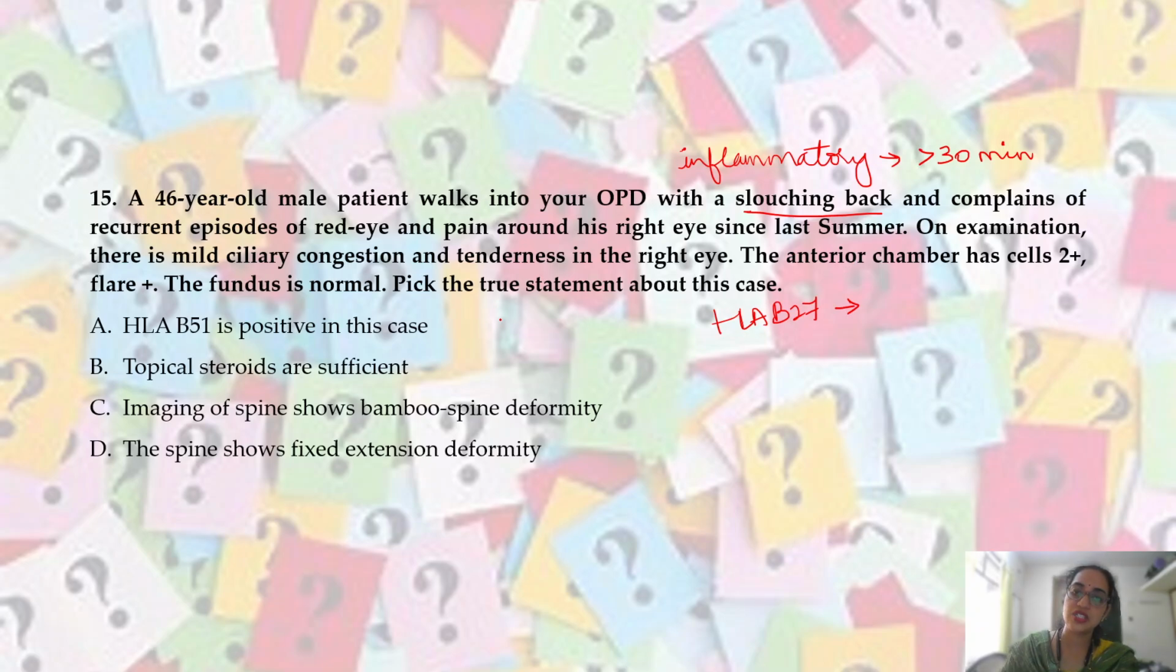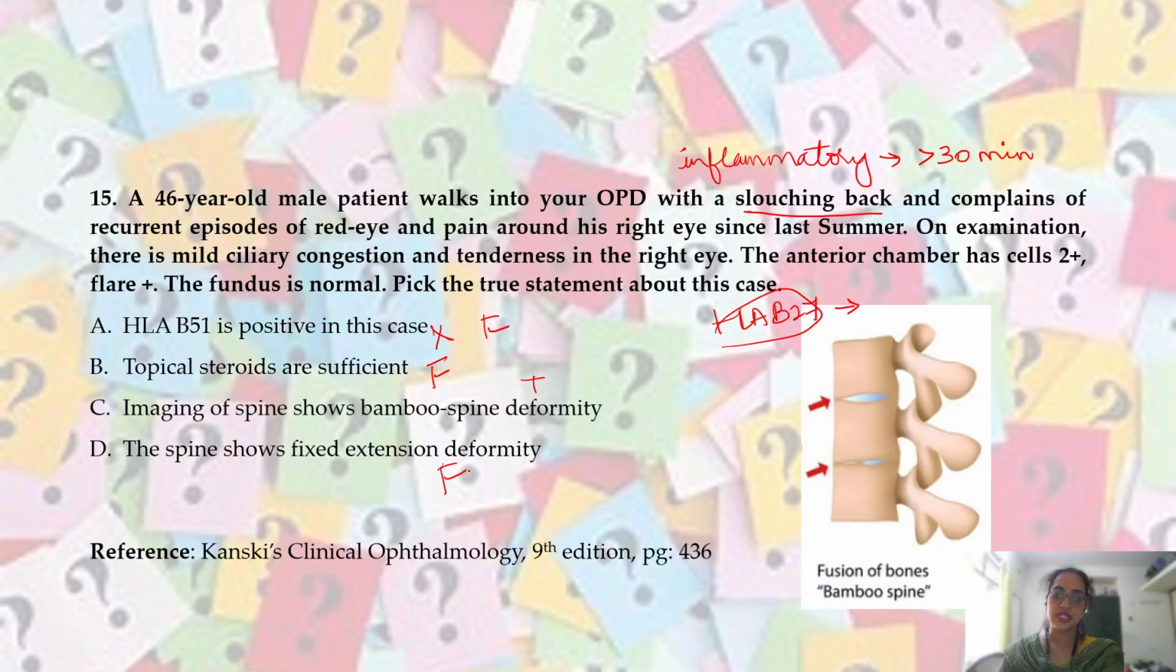So pick the right statement. We are looking for a B27, not a B51. So this is false. Topical steroids are sufficient, again false. We need intense cycloplegia in these cases, and especially we continue the cycloplegics even after stopping the steroids to prevent recurrences. Imaging of the spine shows bamboo spine deformity, true. The spine shows a fixed flexion deformity that you see. So the right answer here is C. So this is how fusion of the bones leads to a bamboo spine or a fusion deformity.